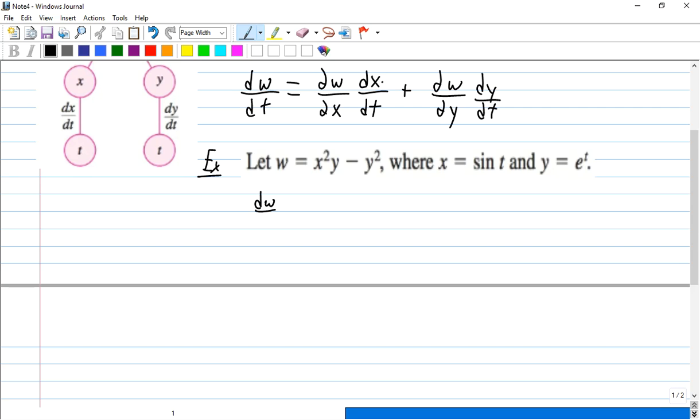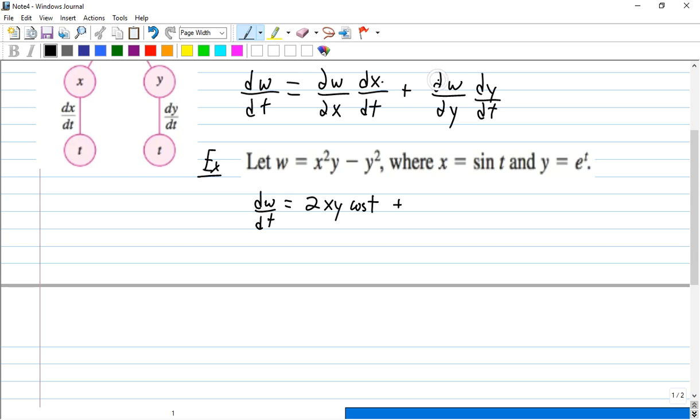So dw dt is going to be equal to, so we want to take the partial derivative of w with respect to x. So that's going to be 2xy, right? And then the next term goes away because the derivative of the y squared term is 0. And we'll say that times dx dt. What is dx dt? The derivative of x. That's just going to be what? Cosine.